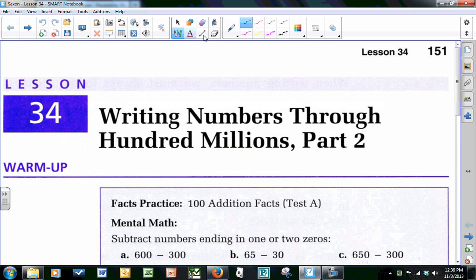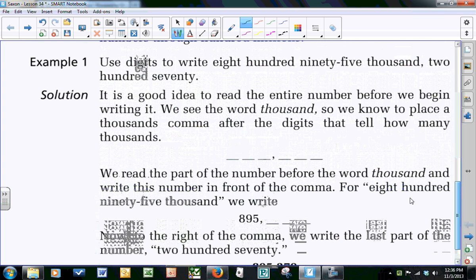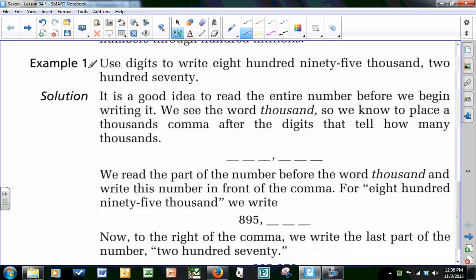Okay, so if you are following along in your book, I am on page 151, and this is, as I said, Lesson 34. Let's scroll down to our first example, and there it is. Example number 1. Use digits to write 895,270. When you first read that, you can be overwhelmed by all of the information that's been given to you. So let's break it down step by step and do real reading.